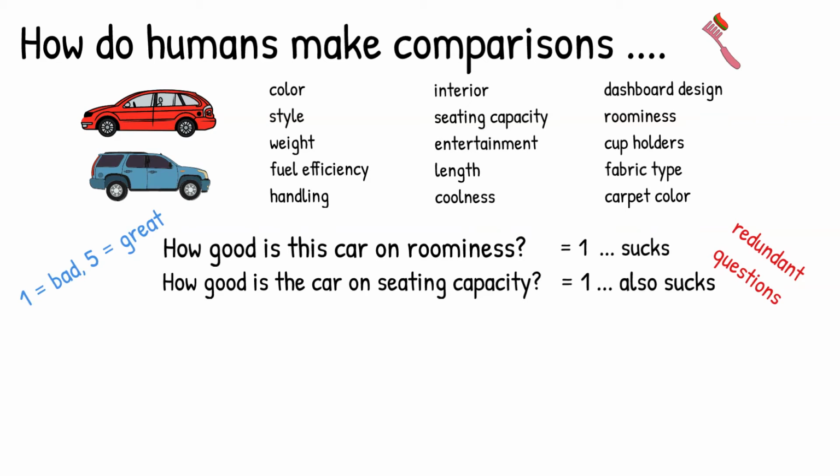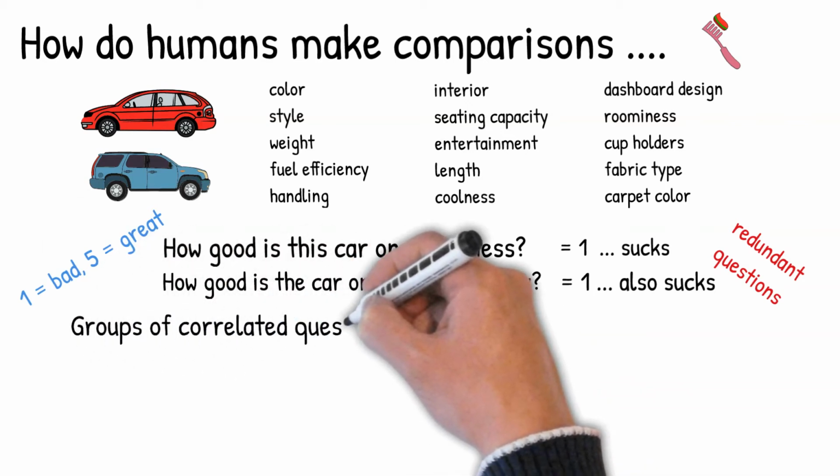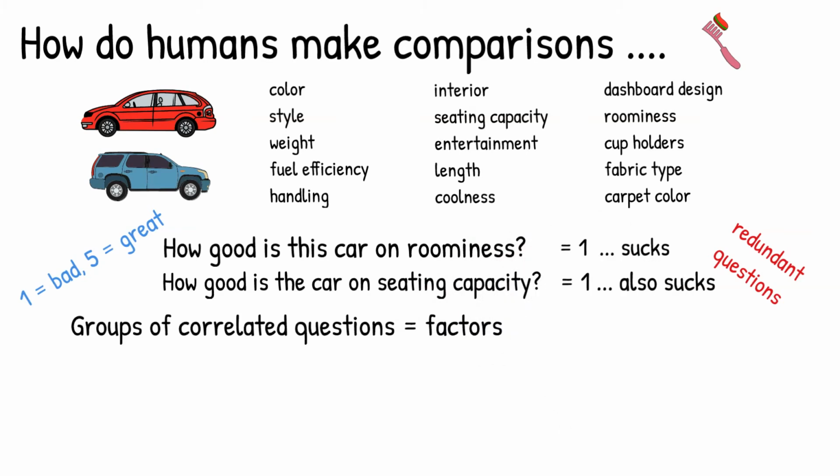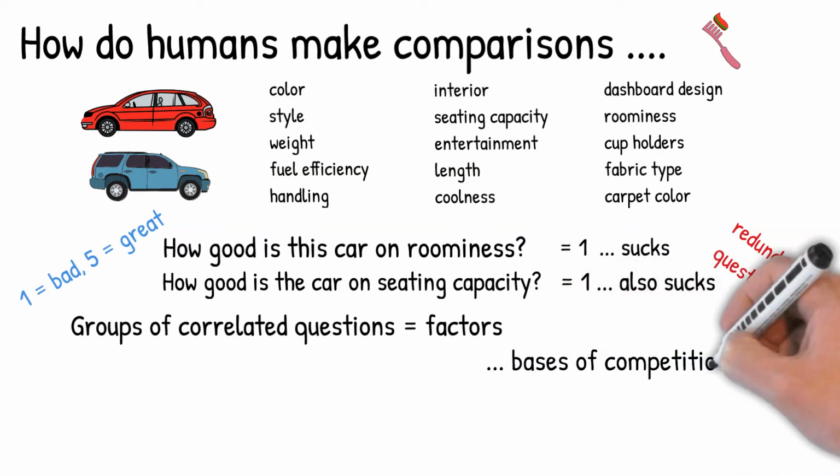In fact, that is what one finds in most datasets. Often the data are highly correlated to each other. Using data reduction, we look for those correlations. Maybe we can group certain questions together. Let's call that a factor. And we'll group other questions together. Let's call that another factor. Those are the bases of competition. On what basis are people choosing automobiles?